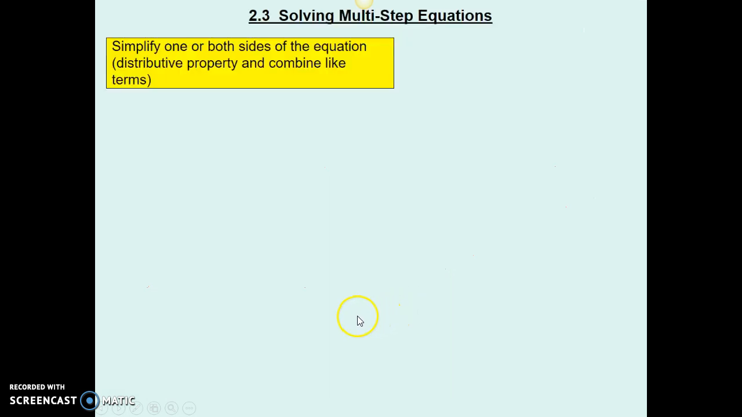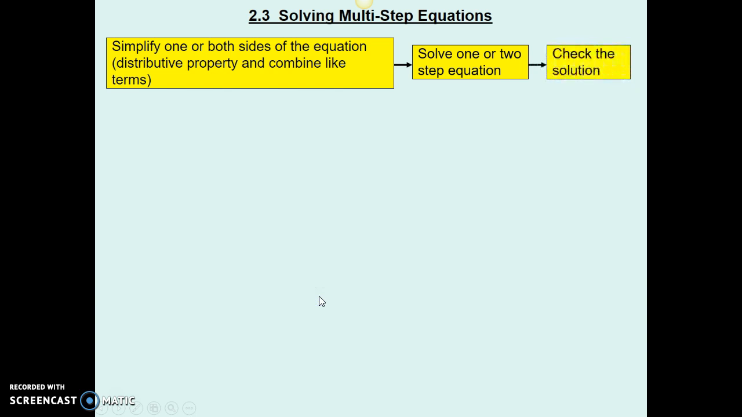Okay, let's look at now how to solve a multi-step equation, because up until this point you should have already learned how to solve one and two-step equations. So we're going to go ahead and move into solving multi-step equations as well. First off, you want to simplify both sides of the equation, which means perform the distributive property and combine any like terms that you may have. Next, you're going to solve the one or two-step equation that you have left. And of course, you're always going to finish up by checking your solution.